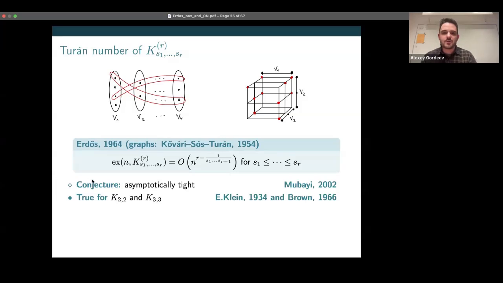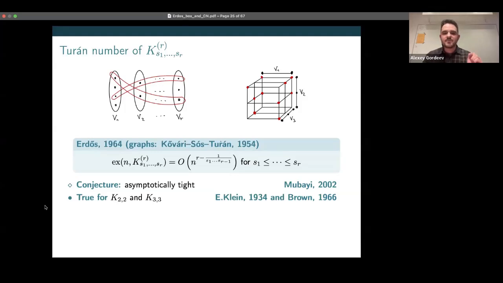It's known to be true in the graph case, so when r is equal to 2, for K_{2,2} and K_{3,3}. And there are matching lower bound constructions, so just examples of a series of graphs which don't contain K_{2,2} or K_{3,3} as subgraphs and which have a lot of edges. The first one was done by Esther Klein in 1934. This seems to be the first extremal construction which uses finite geometry, the first algebraic extremal construction of this kind. And also a similar algebraic construction was done by Brown in 1966.